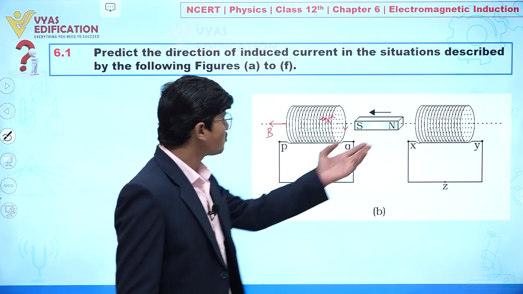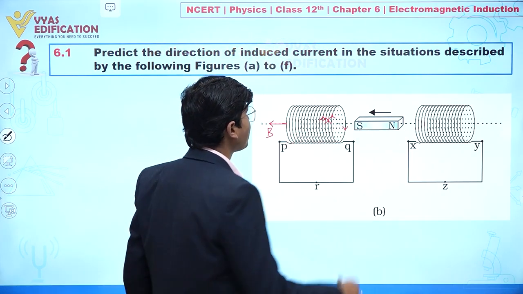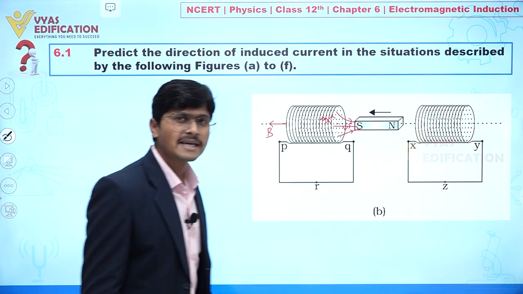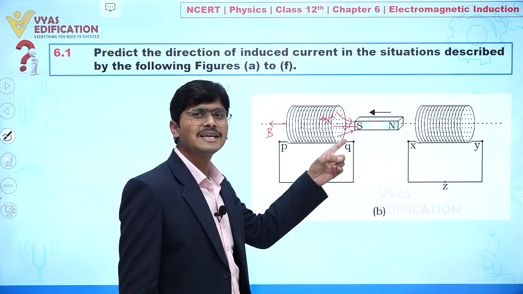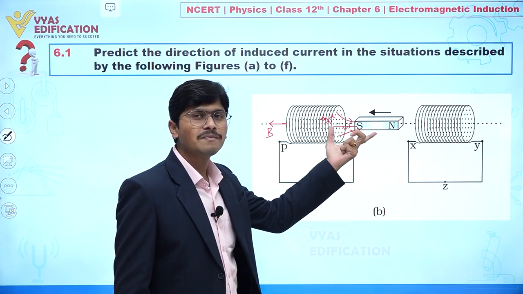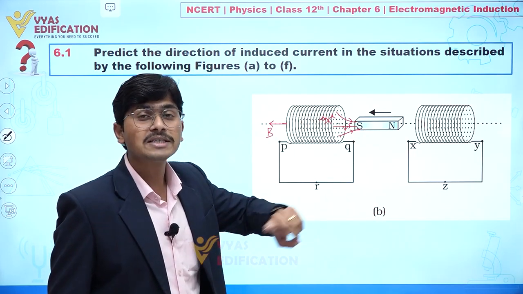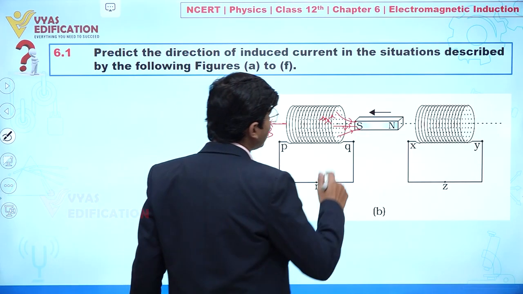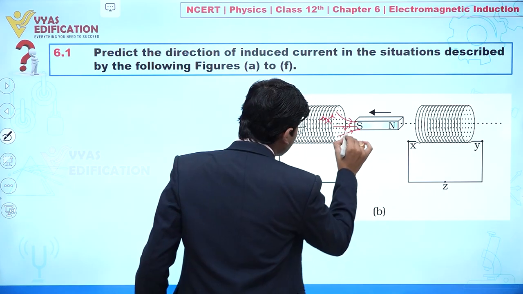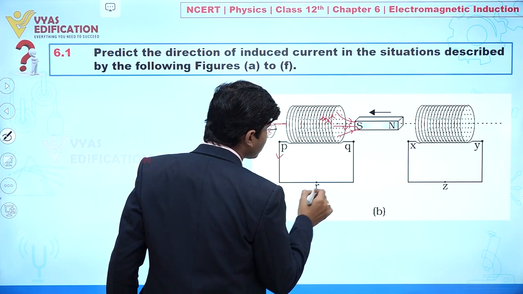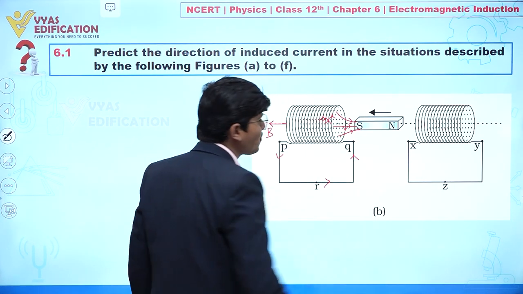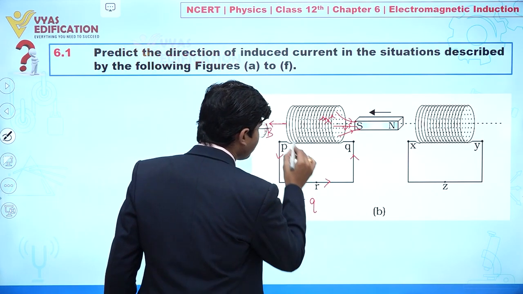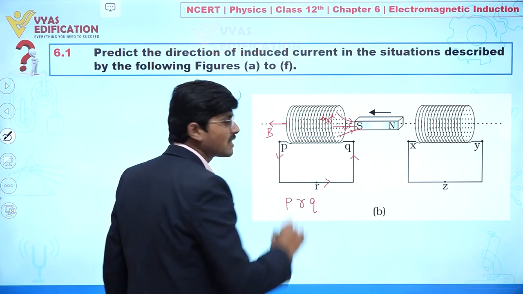But because the south pole is coming near to it, the magnetic field lines are also increasing in this direction, clear? So I can say this induced current will try to decrease the effect of the factor due to which it is being produced, clear? So directly you can say, if you see, this current is actually going like this, from P to R and then Q, clear? So the direction of induced current is PRQ, and again P, clear.